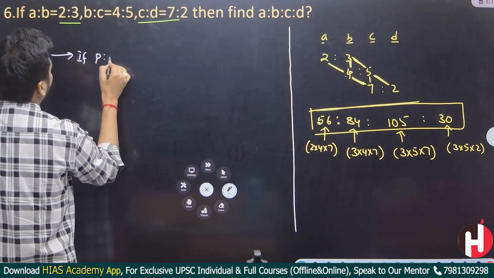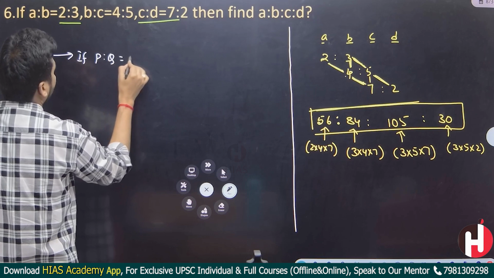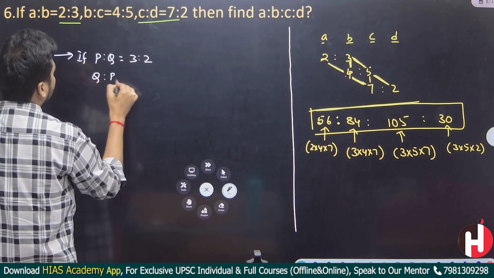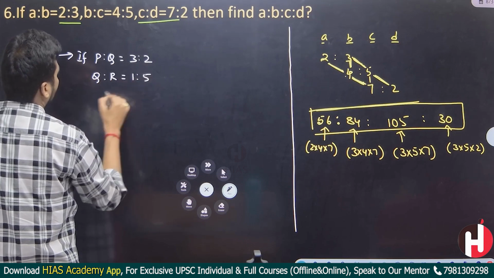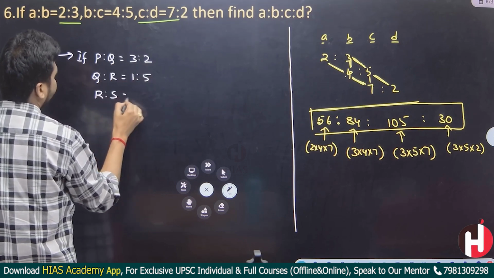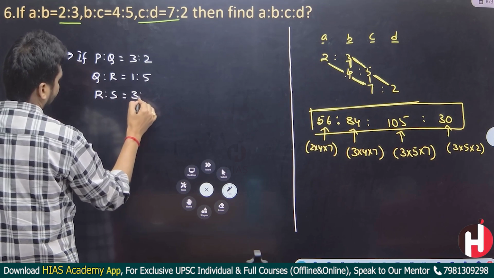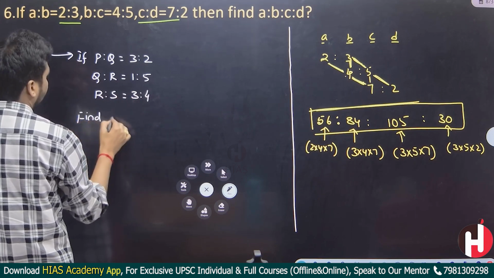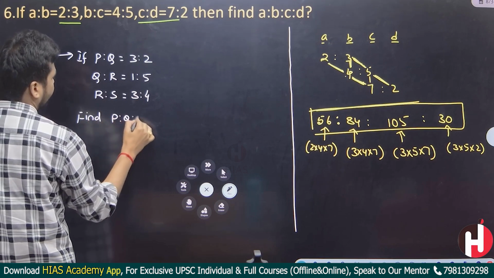If P is to Q is equal to 3 is to 2, Q is to R is equal to 1 is to 5, R is to S is equal to, then find P is to Q is to R is to S.